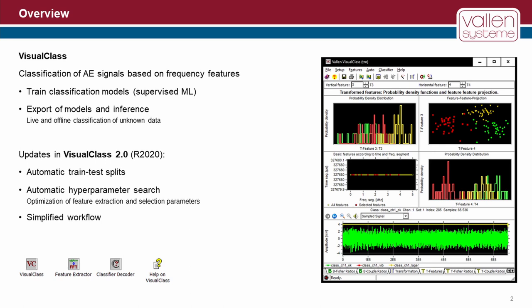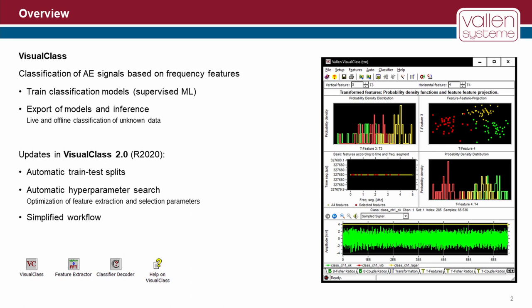VisualClass is a machine learning-based application for the classification of acoustic emission signals. For example, to distinguish between different sources, such as friction, crack formation, or noise interferences. VisualClass uses features from the frequency range. The trained classification models can be exported to classify new AE signals in real time or offline.